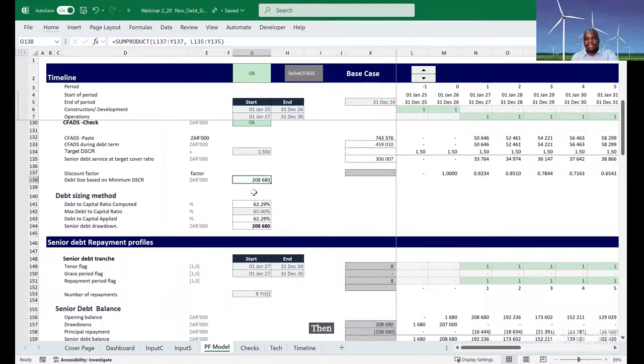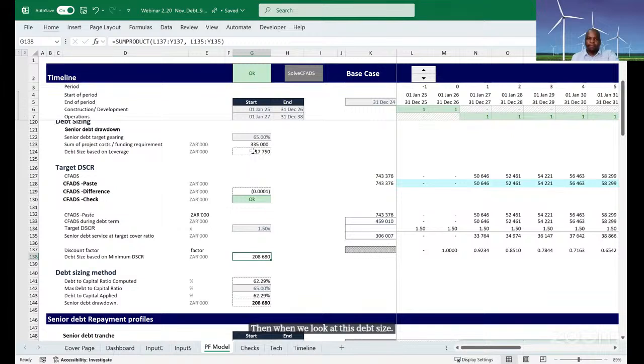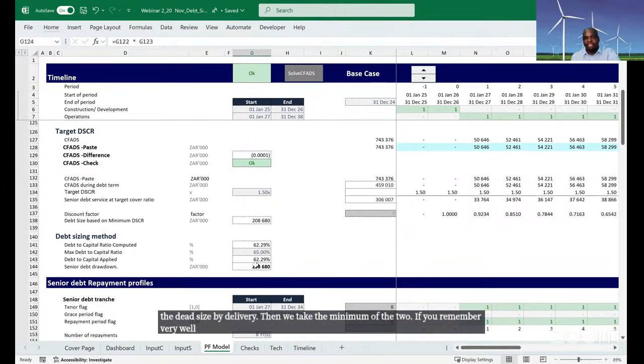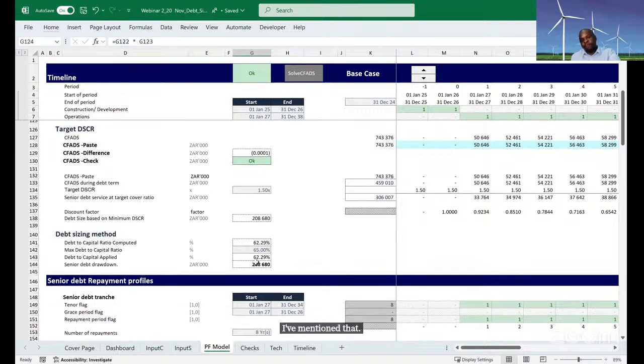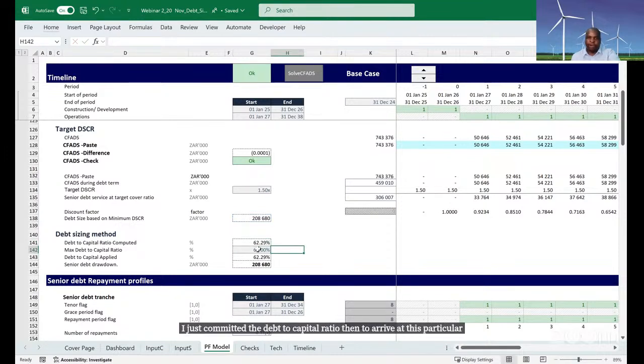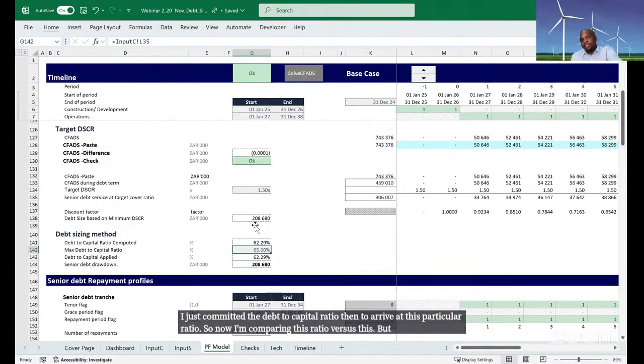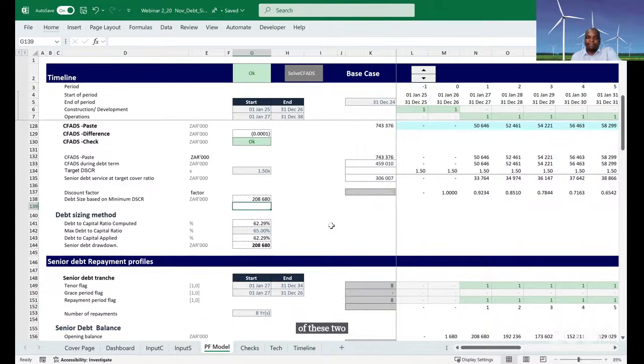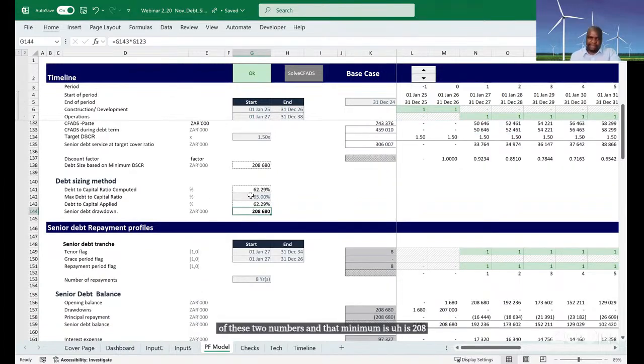Then when we look at this debt size against the debt size by leverage, you can see that the debt size by target DSCR is lower than the debt size by leverage. Then we take the minimum of the two. If you remember very well, I've mentioned that if we have sized the debt using these two approaches, now we need to go with the minimum. So I just computed the debt to capital ratio to arrive at this particular ratio. So now I'm comparing this ratio versus this. But another way of doing it, we could have just taken the minimum of these two numbers, and that minimum is 208.